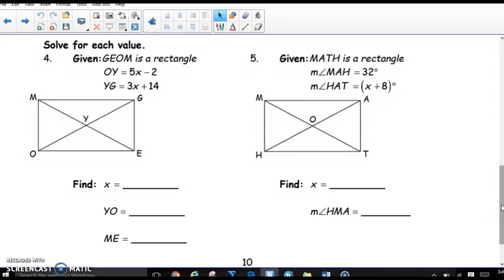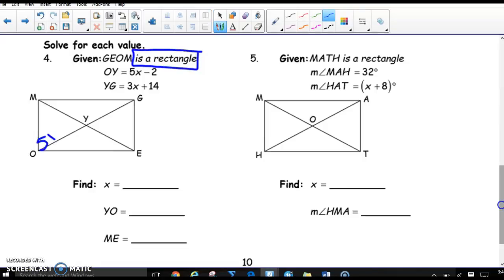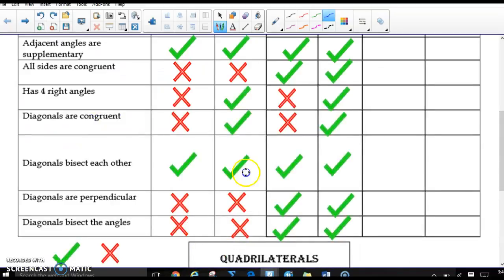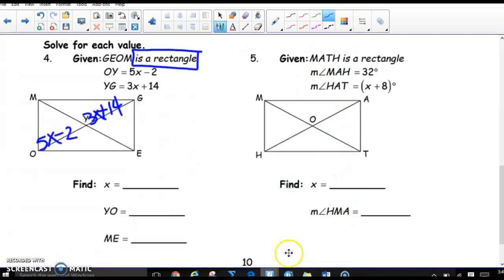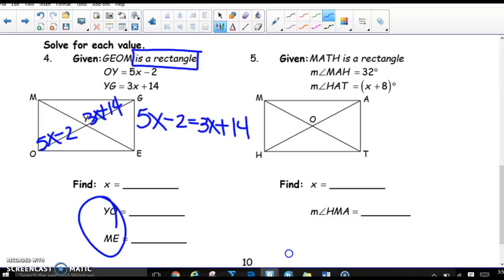So we know that we have a rectangle. And I know that from O to Y is 5x minus 2, and Y to G is 3x plus 14. What we had just stated on our checkmark page was that in a rectangle, the diagonals bisect each other. So this checkmark right here tells me the left side and the right side are congruent, or in other words, 5x minus 2 is going to equal 3x plus 14. See if you can solve for x and then answer these 2 questions here. Be careful about what it's asking you.